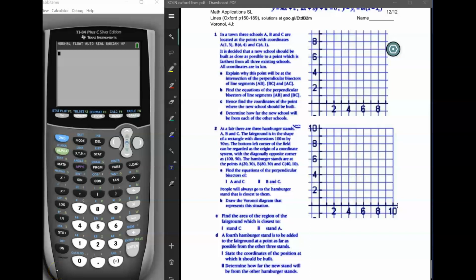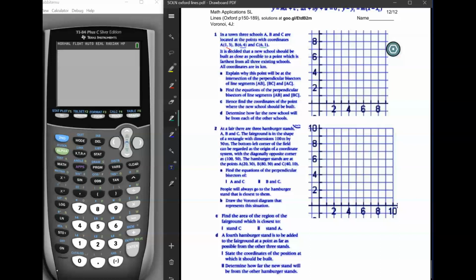Lines, page 12, continuing with Voronoi diagrams. In a town, 3 schools, A, B, and C, are located at the points with the coordinates (1, 3), (6, 4), and (6, 1). It is decided that a new school should be built as close as possible to a point which is farthest from all 3 existing schools. All coordinates are in kilometers.